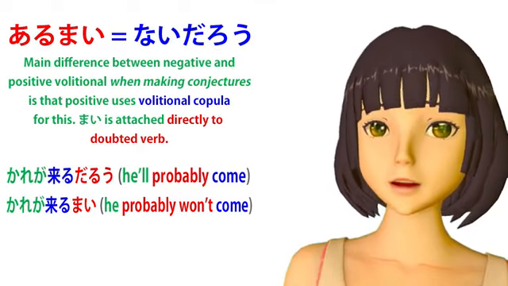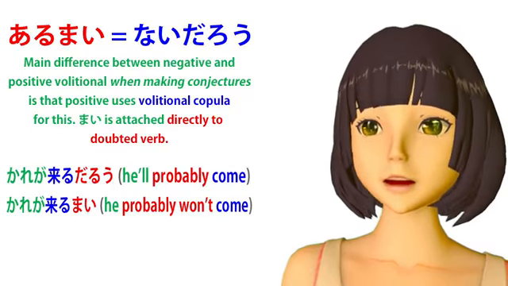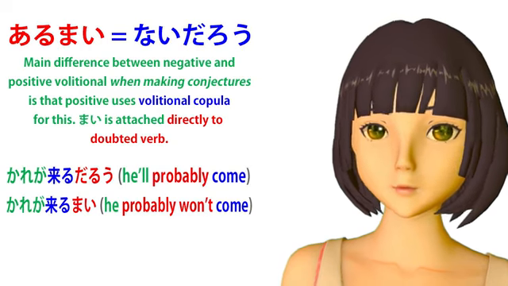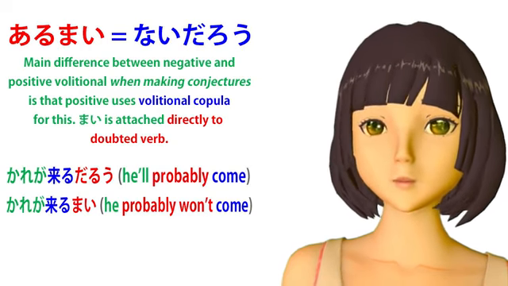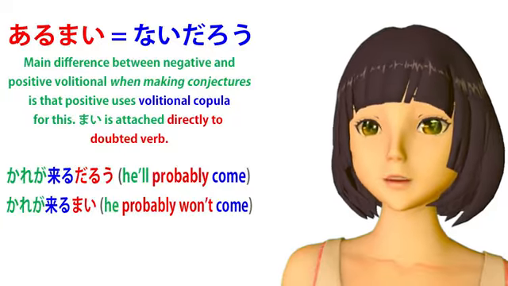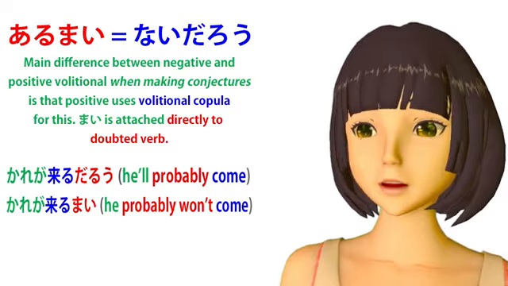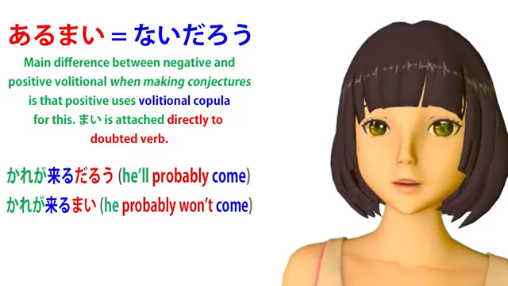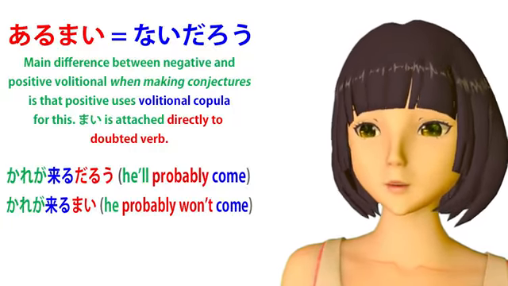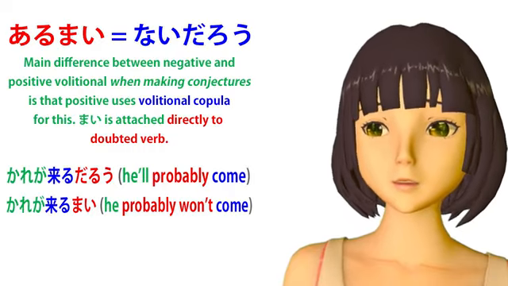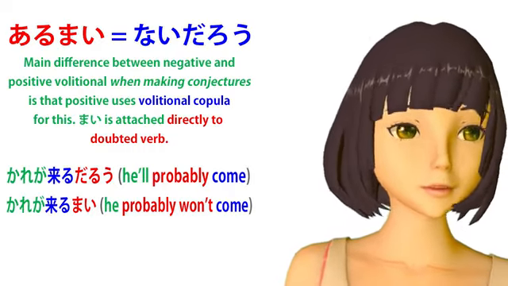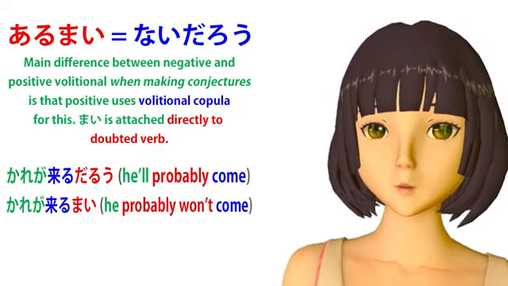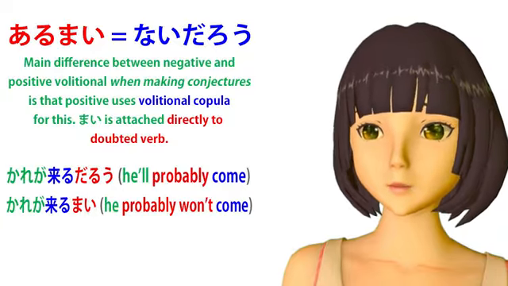And the interesting point here is that, as we see, with this conjectural use of the relational in its positive, more usual form, we don't attach the relational directly to the verb that we're conjecturing about. So we don't say, Sakura wa sugu ni kuro. That doesn't mean Sakura probably will come. We say, Sakura wa sugu ni kuru daro, or desho, because we do it with the positional copula when we're making that kind of conjecture.